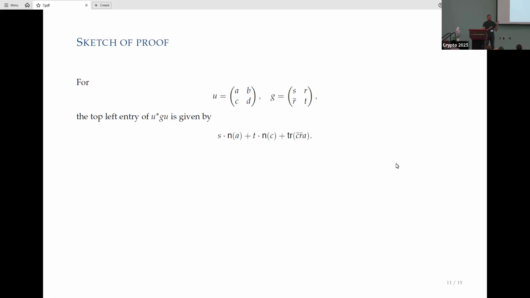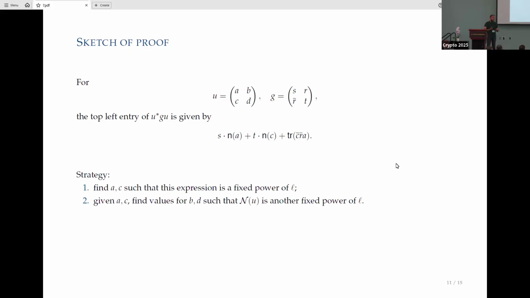The noteworthy thing is if you calculate this, we're interested in the top left entry of the product U star GU. But as you see, B and D vanished from this expression, right? This is quite nice. You have the norm and the trace, but B and D are not there, which leads to the following strategy. Namely, first we'll need to find an A and C such that this expression is a fixed power of L. And given those, we still have freedom to find values for B and D such that the reduced norm of this matrix is also a power of L.